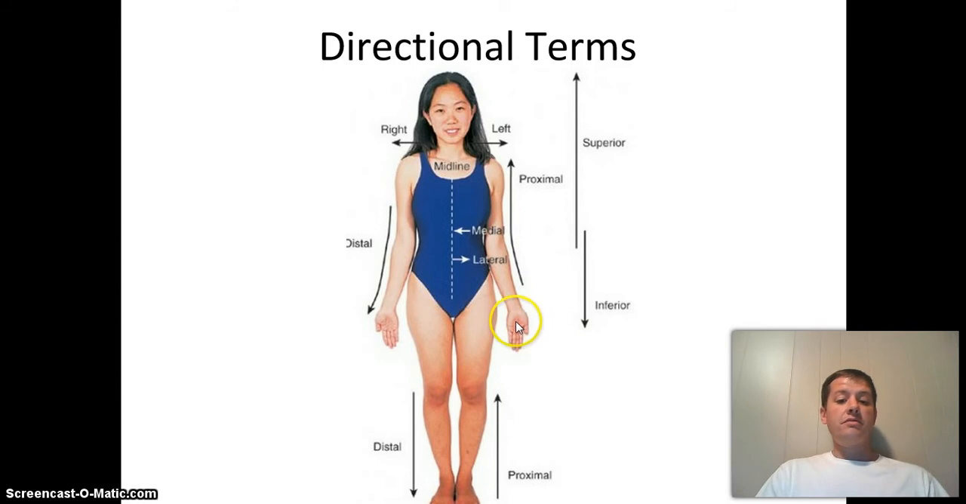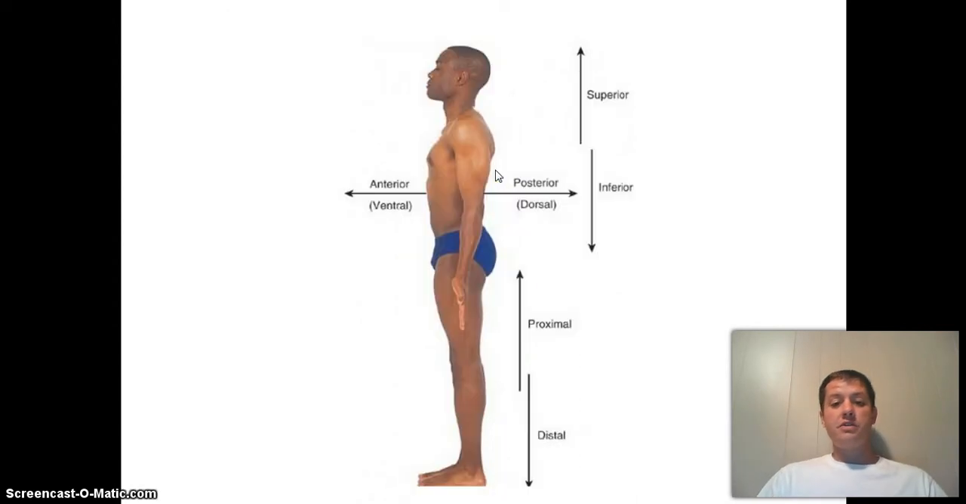So the hand, relative to the forearm, is going to be the most distal part of the limb. The shoulder is going to be the most proximal part of the limb. Now if we take the subject and turn them sideways, we get a couple of new anatomical terms.